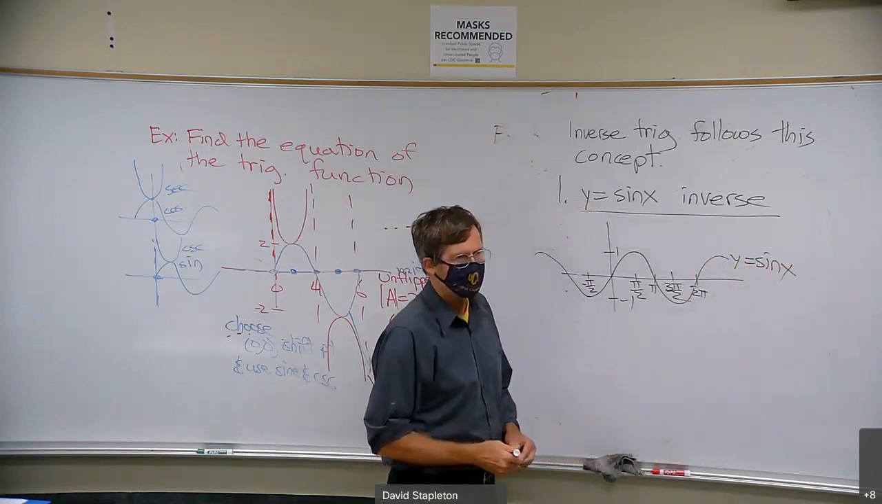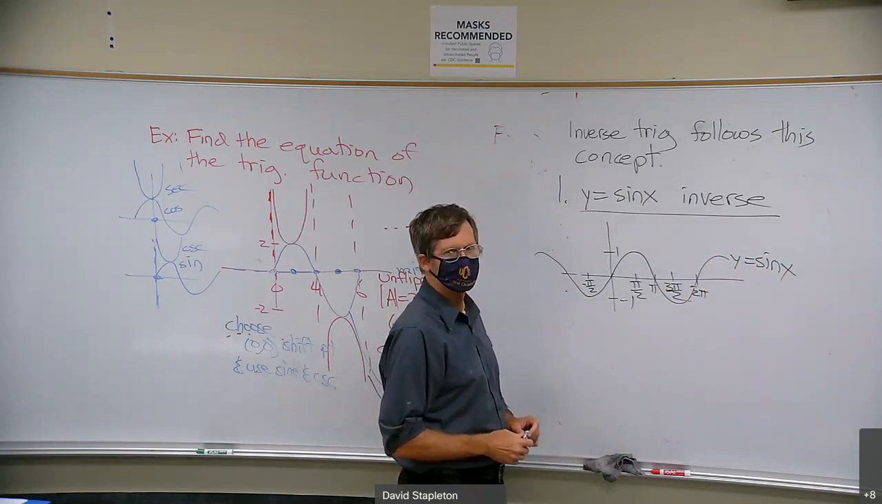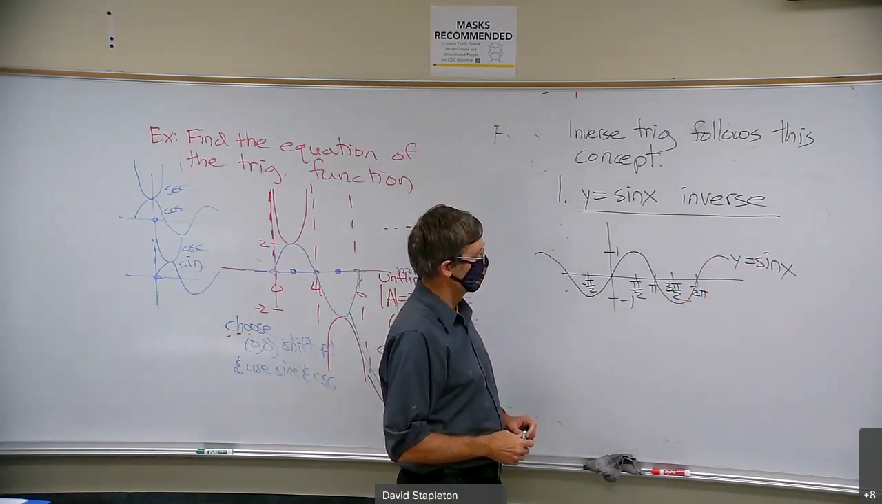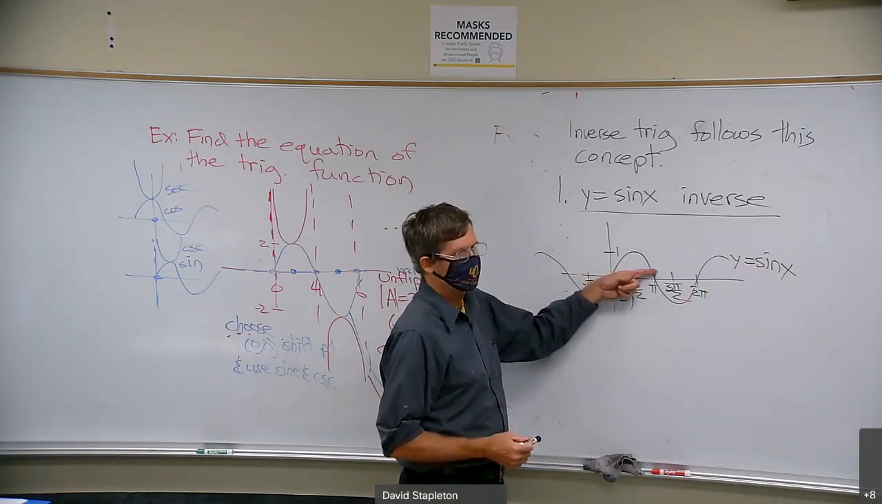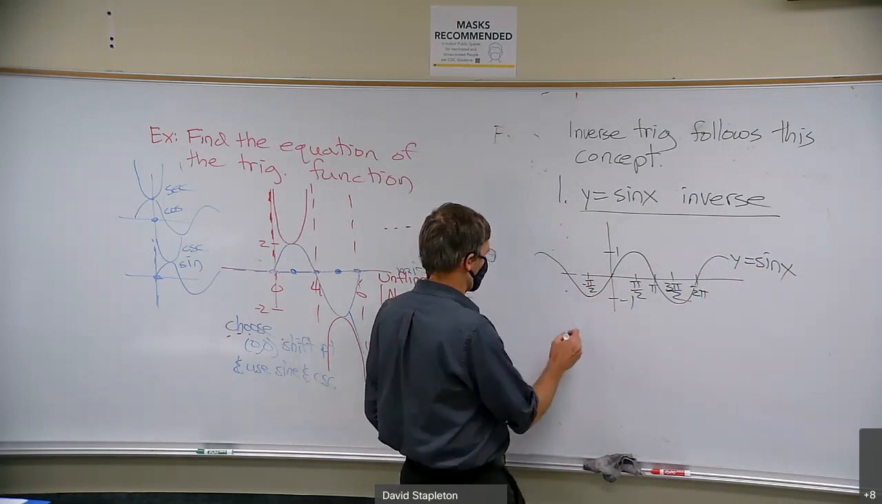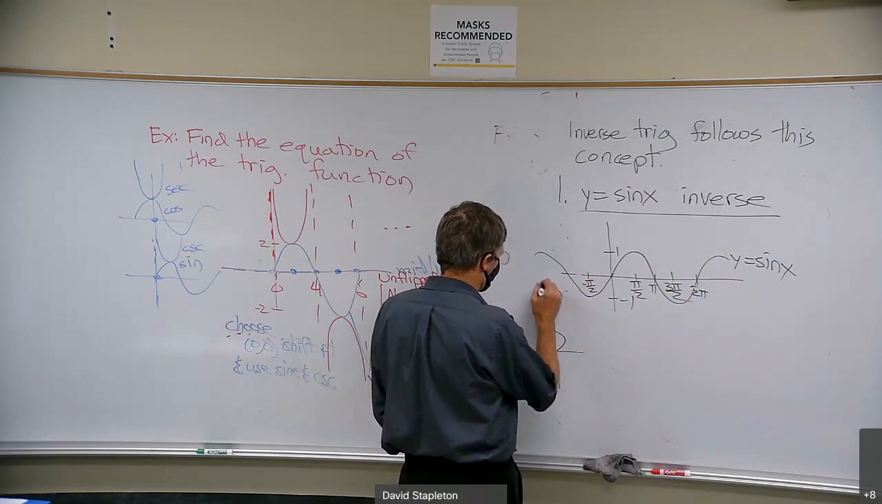Why? Why can't I take an inverse of this function? It's not 1-to-1. It fails that horizontal line test, right? If I take this one and flip it over the line y equals x, it's going to look like this. It's going to wiggle back and forth. It won't be a function.